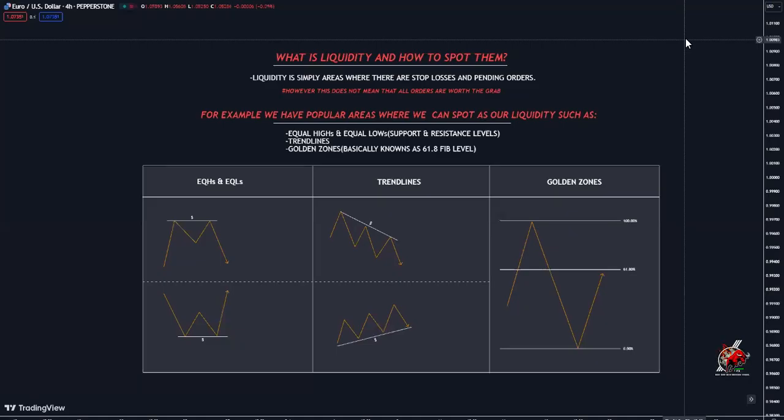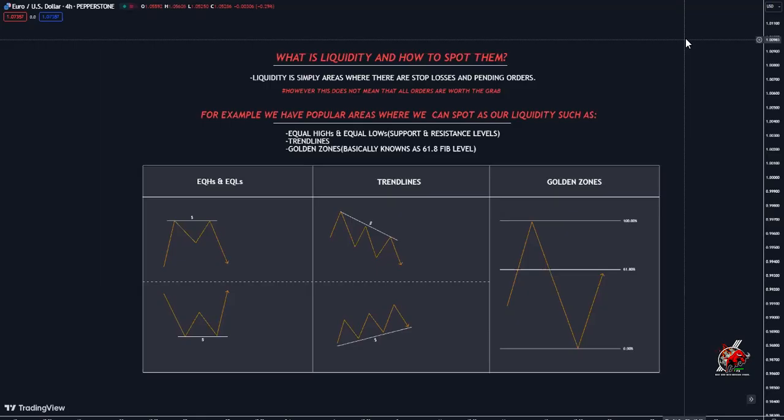All right, so now that we're done with chapter 2, it's time that we move to chapter 3, where we'll be going through liquidity. So now in this chapter, you will be learning about liquidity. What is liquidity and how to spot them in the marketplace, right? Liquidity is simply areas where there are stop losses and pending orders.